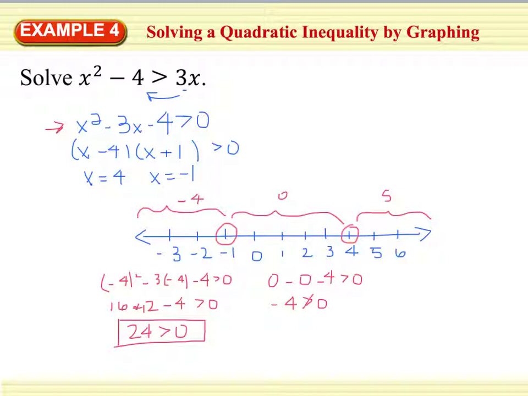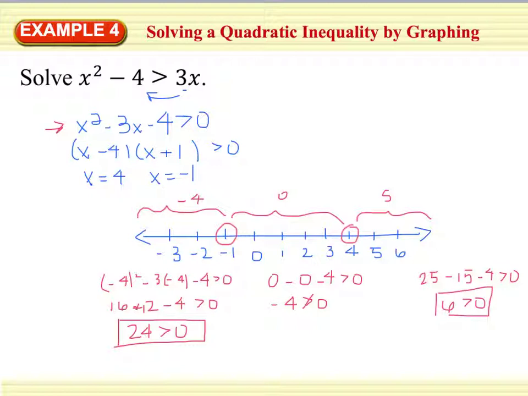And then I'm going to do my last test point. If I plug 5 in for x squared, I get 25. If I plug 5 in for x, I get negative 15 because 3 times 5 is 15. And then I'm still subtracting 4, and that's got to be greater than 0. Well, 25 minus 15 is 10, minus 4 is 6. So I end up with 6 is greater than 0, which is true.